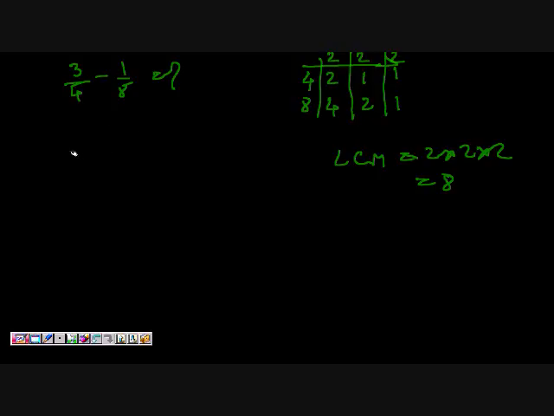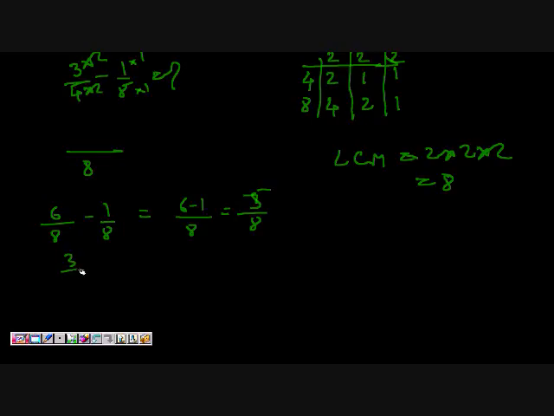So now we know that 4 goes into 8 2 times. So we multiply this by 2 into 2. And 8 goes into 8 1 time, so we multiply that by 1. So we can write 3 by 4, 3 into 2 is 6 by 8 minus 1 by 8 is equal to, and since we have the same denominator, we can write 6 minus 1, which is 5 by 8. So 3 by 4 minus 1 by 8 is equal to 5 by 8.